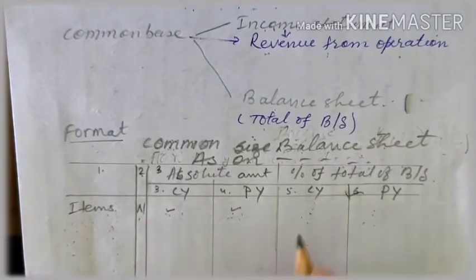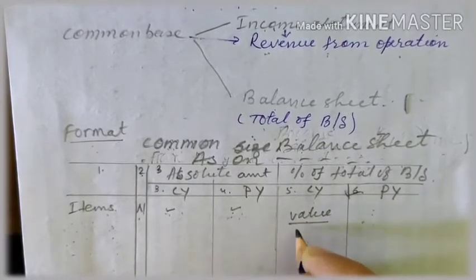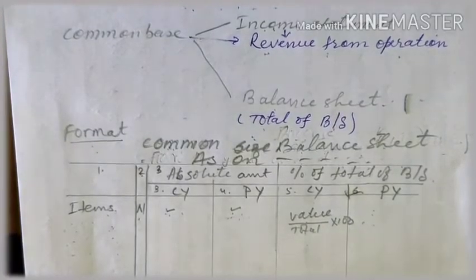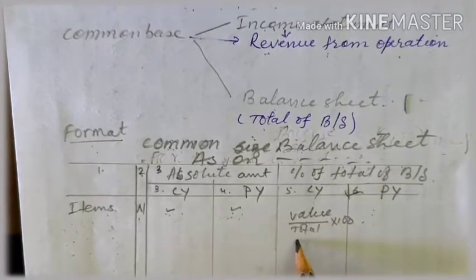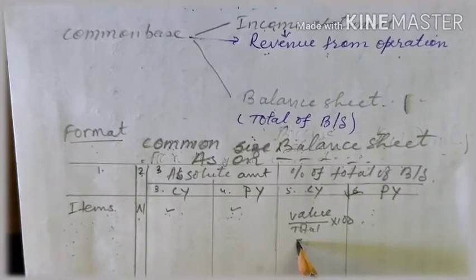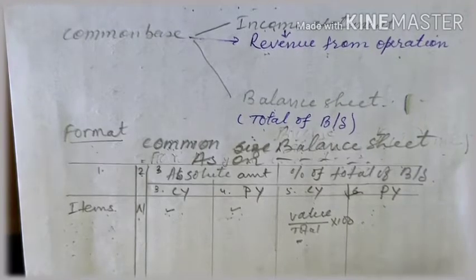Then how do we find out the percentage? The value of each item divided by total into 100. So here when you take the total, this is the column for current year. So here you have to take the total for the current year. This is the column for the previous year. So here the common base will be the total of the previous year.